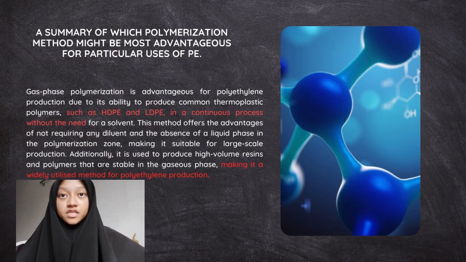components. In summary, gas phase polymerization is advantageous for polyethylene production due to its ability to produce common thermoplastic polymers. This method offers the advantages of not requiring any diluent and the absence of a liquid phase in the polymerization zone, making it suitable for large-scale production. Additionally, it is used to produce high-volume resins and polymers that are stable in the gaseous phase.